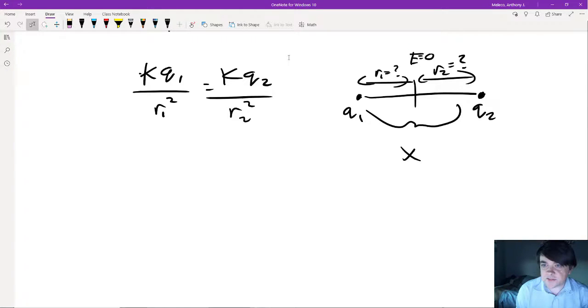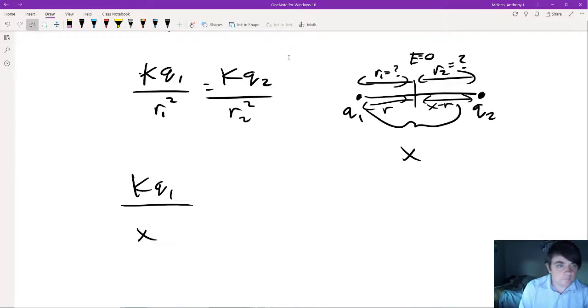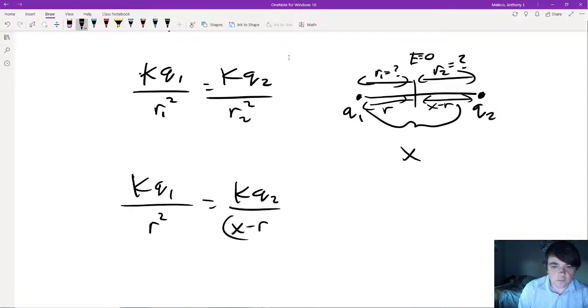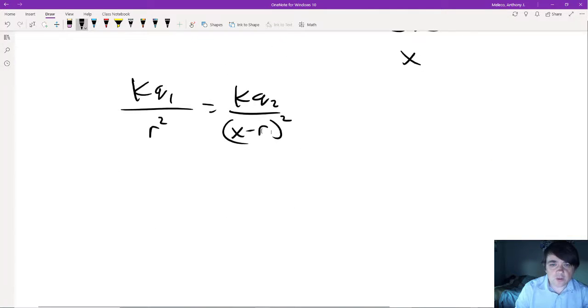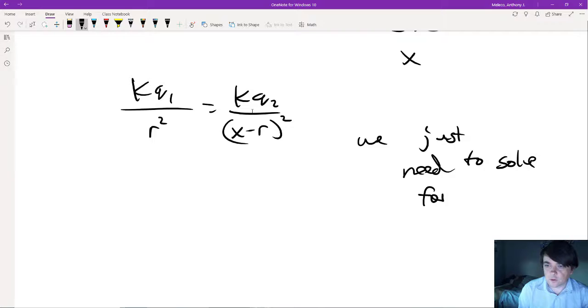So if the total distance is x and the distance to 1, we can just call it r, then this would be the total distance x minus r, right? Because the total distance is x and we've already taken up some generic r, so that means that the second one would just be x minus r. So we can actually go ahead and just do that. So let's say the first distance is just r, then the second distance must be x minus r. So now we're solving for r. Just need to solve for r.